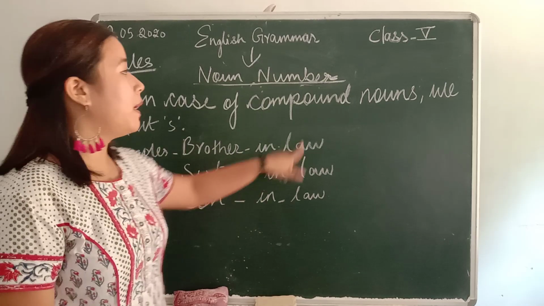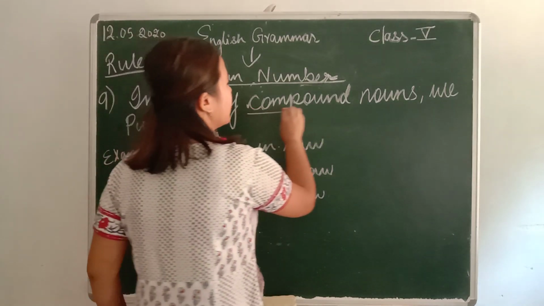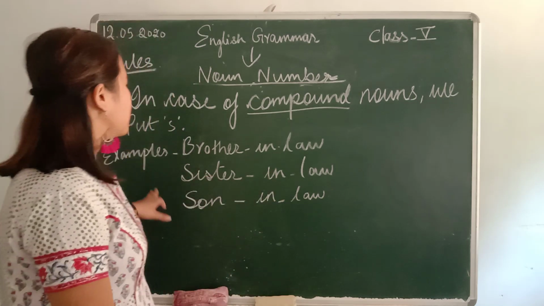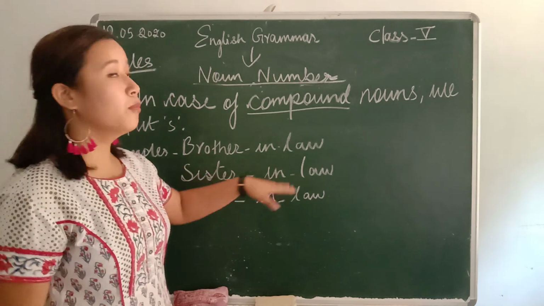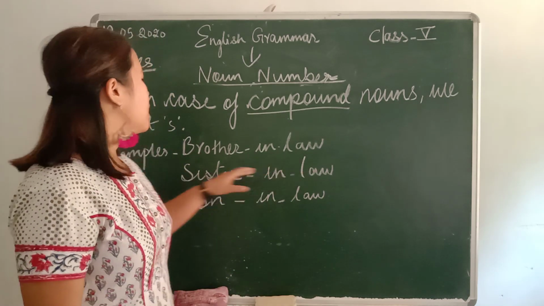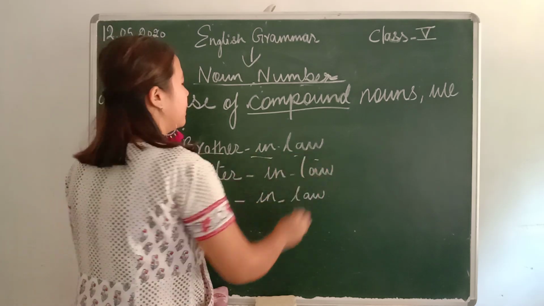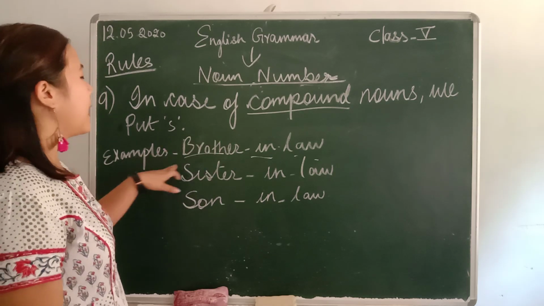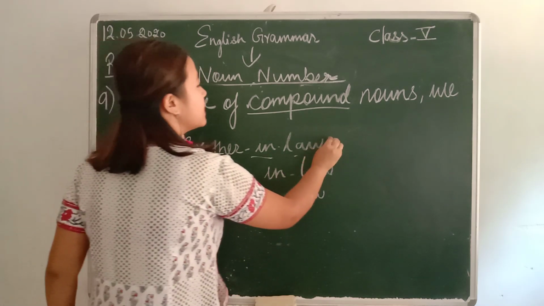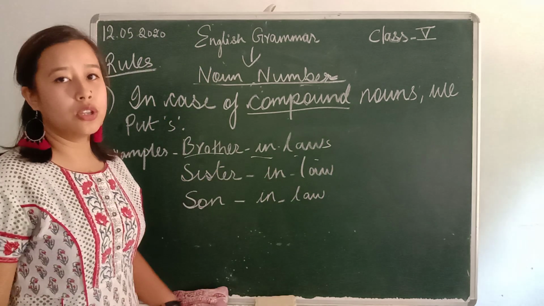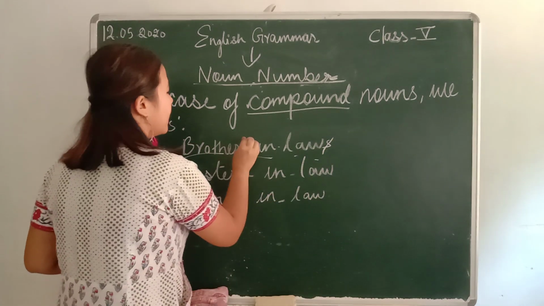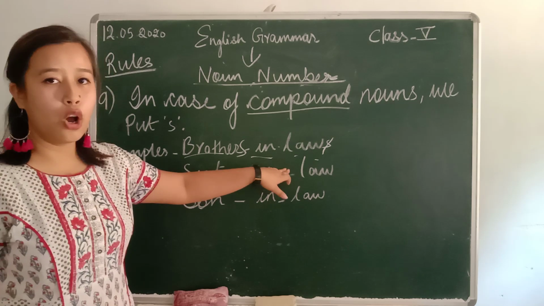In case of compound nouns, a compound noun is made of more than one word. For example, brother-in-law: brother is 1, 2, 3, right? So more than one word. We have to put S. We cannot say brother-in-laws. Instead of saying brother-in-laws, we will say brothers-in-law.